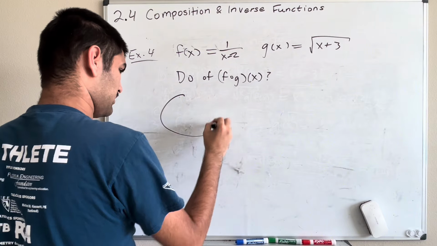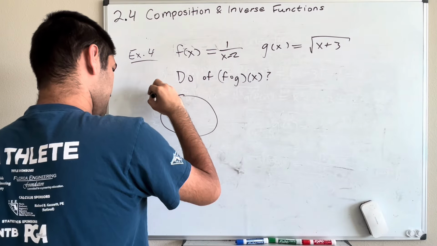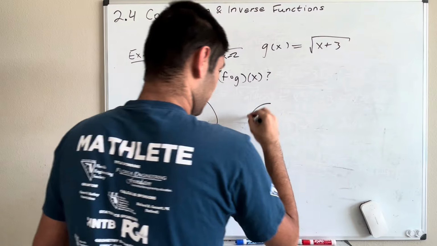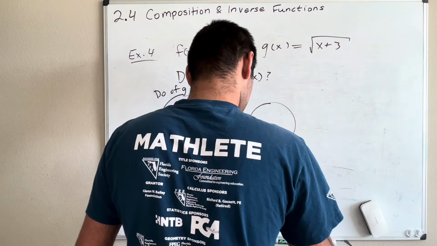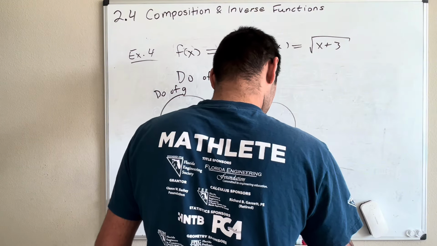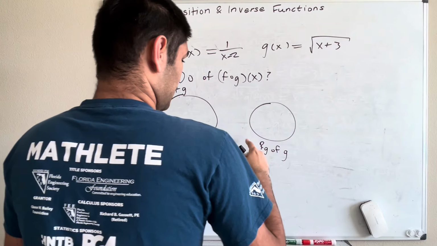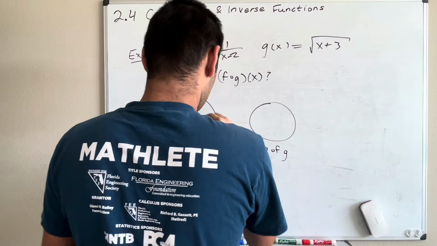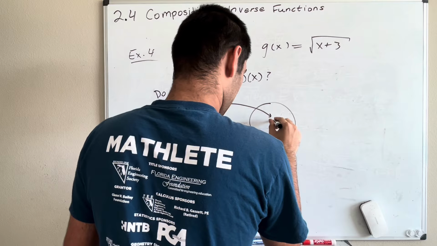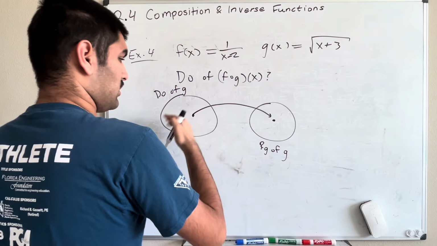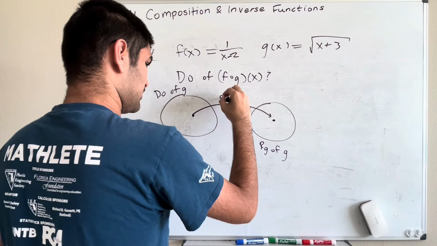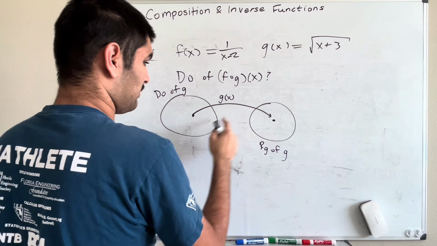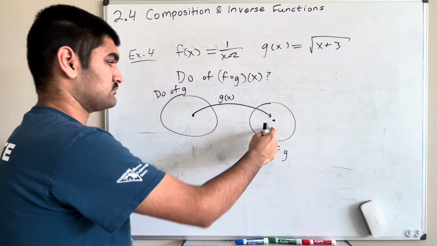I'm going to draw that picture again. So we have this set. This is the domain of g. And then we have another set. This is the range of g. So if we take some element from the domain of g and we want to map it to another element in the range of g, this is exactly what g of x does, right? So g of x takes an element from the domain of g and it maps it to the range of g.